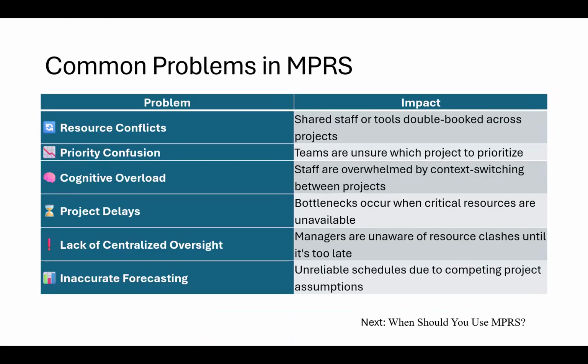Common problems. Here's a list. You can see the problem statement and you can see the impact. The resource conflicts, priority confusion, what's important, cognitive overload. I'm so tired, I'm working so hard, I can't think. Project delays, you can have bottleneck. There's no central oversight, nobody's watching, and you can have inaccurate forecasting.